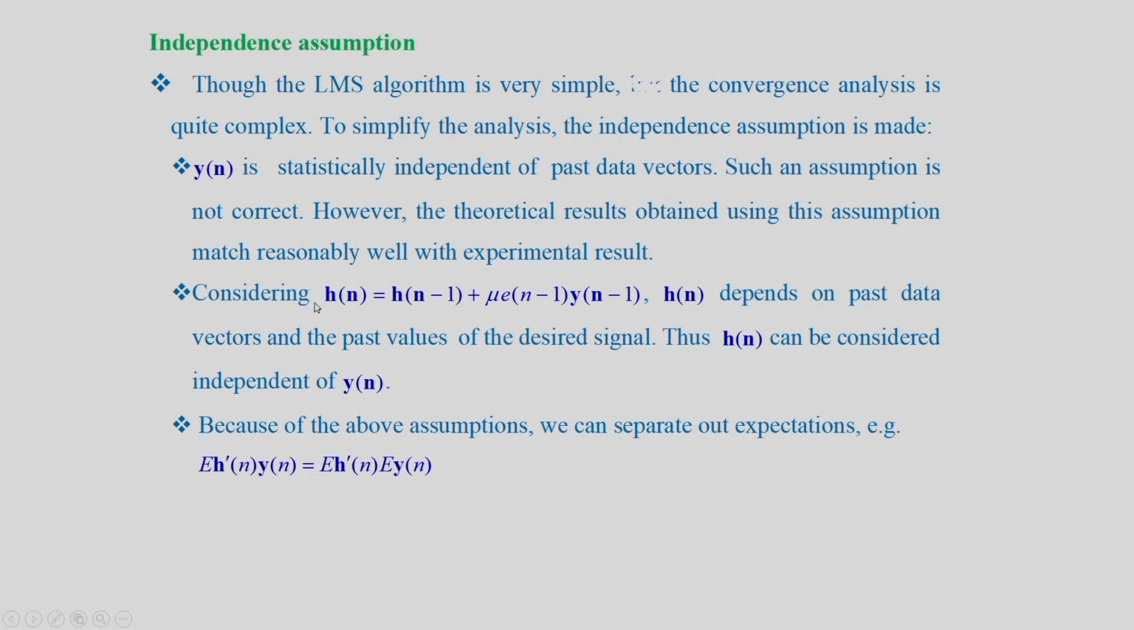Now consider the filter update equation. h(n) is equal to h(n-1) plus mu e(n-1) into y(n-1). Here h(n) depends on h(n-1), which is a function of past data, and it depends on e(n-1) and y(n-1). So, that way it is independent of y(n), because y(n) is anyway independent of y(n-1) according to the independence assumption.